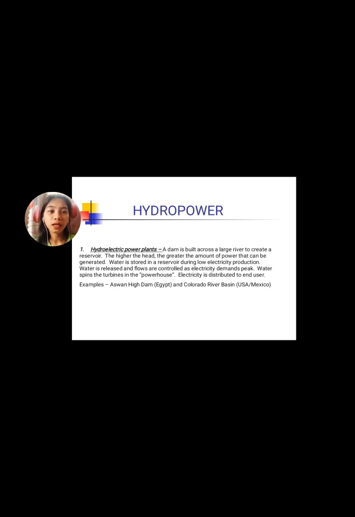Hydroelectric power plants are a kind of renewable resource. A dam is built across a large river to create a reservoir. The higher the head, the greater the amount of power that can be generated. Water is stored in a reservoir during low electricity production. Water is released and flows are controlled as electricity demands peak. Water spins the turbines in the powerhouse. Electricity is distributed to end users. Examples are Aswan High Dam in Egypt and Colorado River Basin in the USA and Mexico.